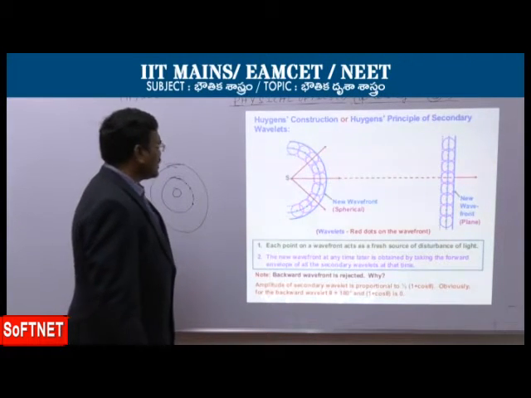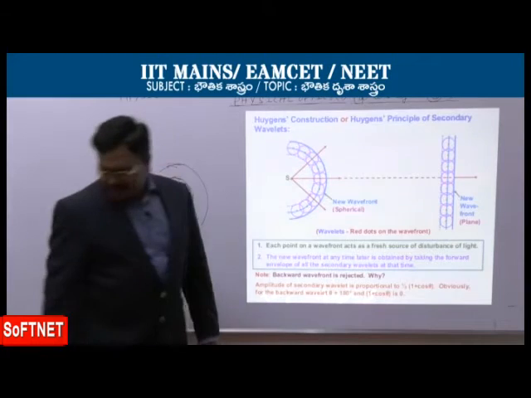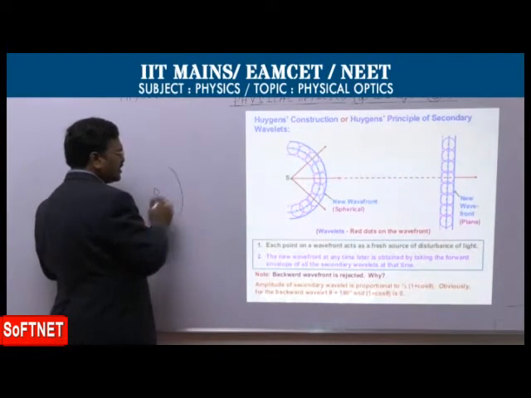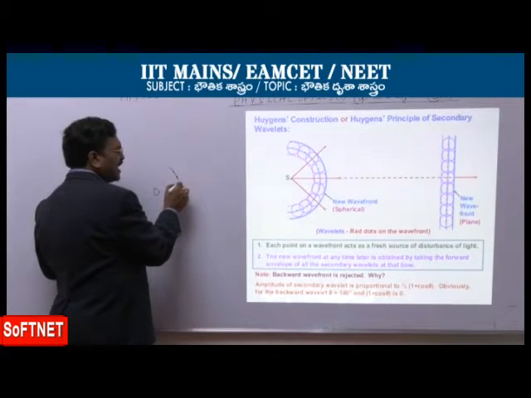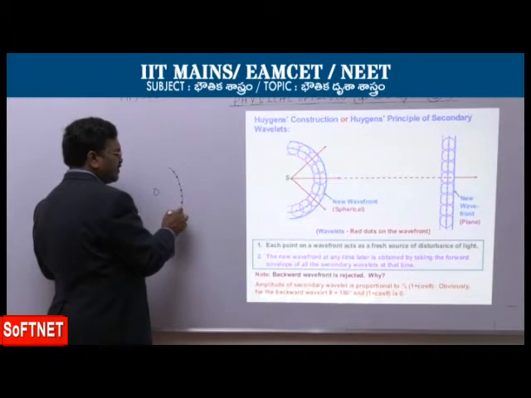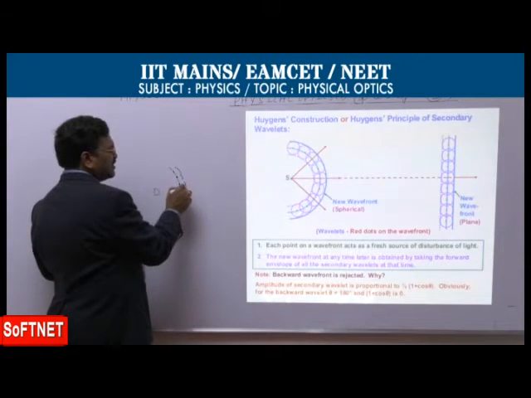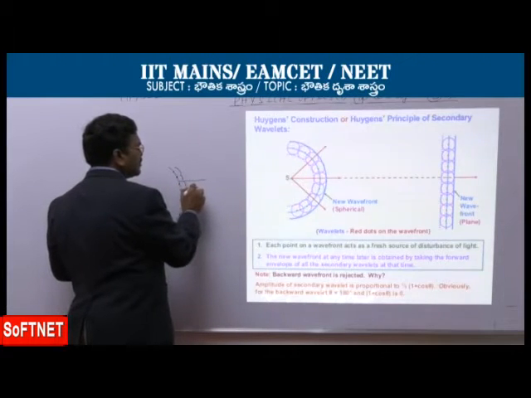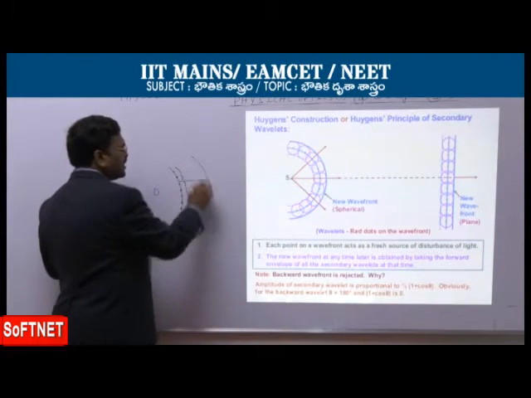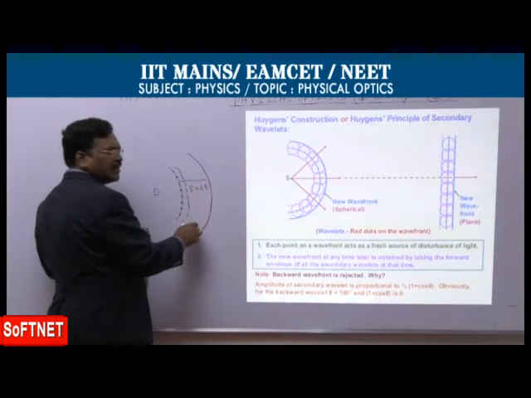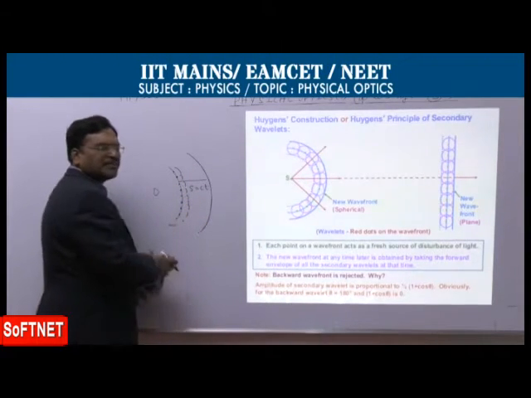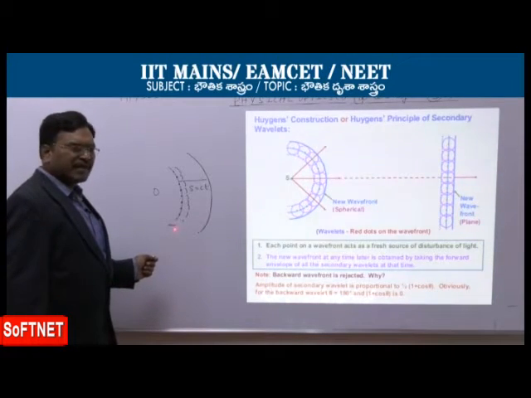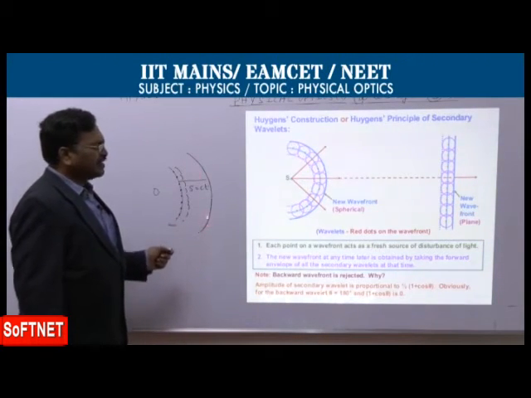How do we calculate it? According to Huygens, suppose this is the point source of light, we are getting a wavefront. Every point on the wavefront acts as a source of secondary wavelets, like this. We are getting secondary wavelets. Now in time t seconds, how much distance does it travel? s equals c into t. So again we calculate the secondary wavefront. If you know the position of the primary wavefront, we calculate the position of the secondary wavefront, like that.